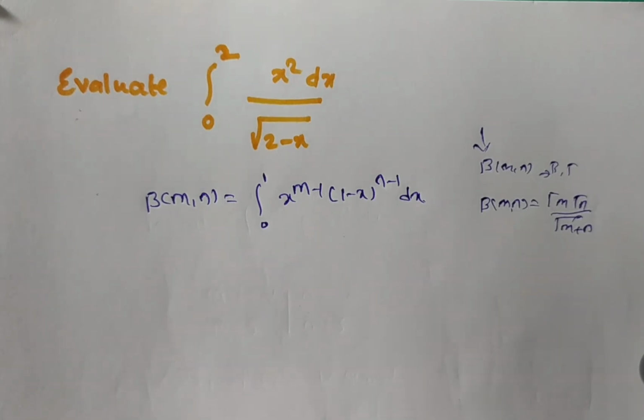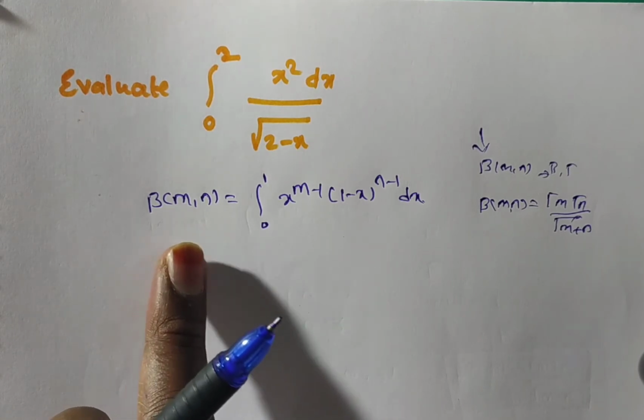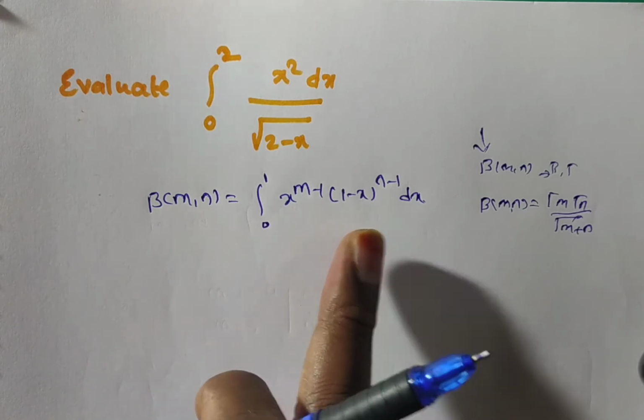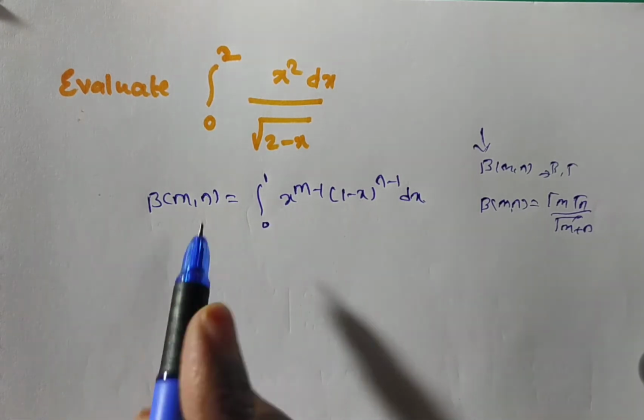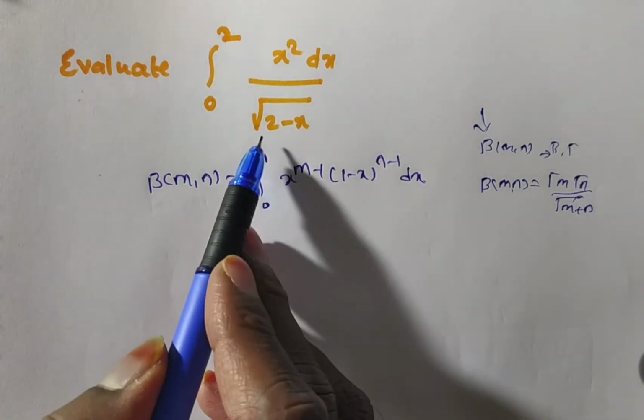First, what we have to do? We have to use the formula, the definition. We define beta of m comma n as the integral from 0 to 1 of x to the power of m minus 1 times (1 minus x) to the power of n minus 1 dx. So we have to convert the given integral into this form. How can we convert? First, you see, the denominator should be in the numerator.